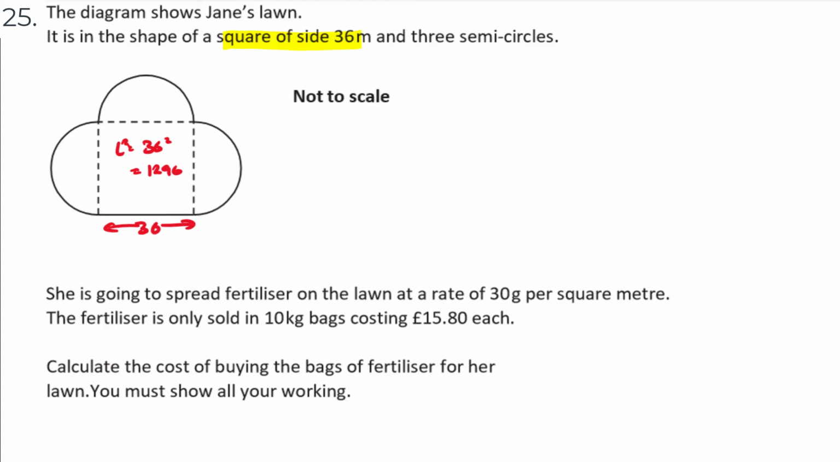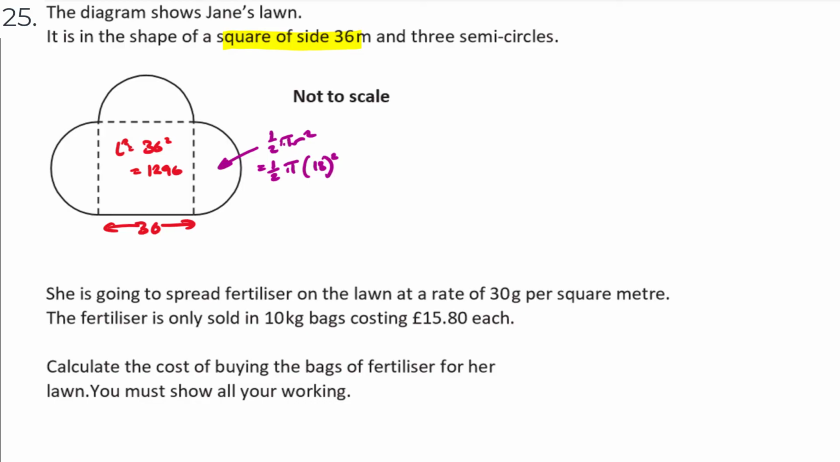Let's work out the area now of each of the semicircles. One semicircle is half a circle, isn't it? So it's going to be half pi r squared. What's the radius? The radius is half of the diameter, and the diameter is the same as the side of the square, which is 36. So half of that is 18. So it's going to be half of 18 squared lots of pi.